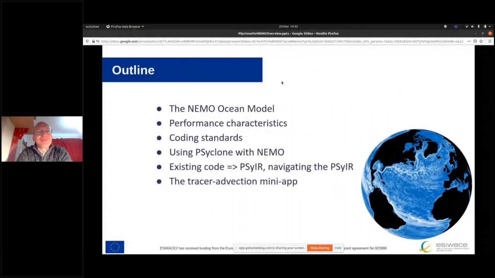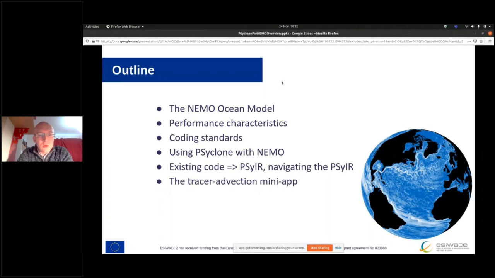Right, so this is an outline of what I'm going to say. I'm going to give an overview of the NEMO ocean model first, because obviously not all of you will be familiar with it. And in particular, its coding conventions that it follows and the performance characteristics that it has.